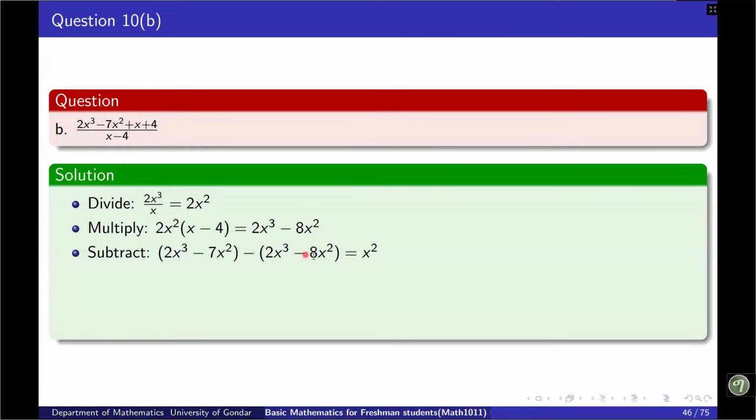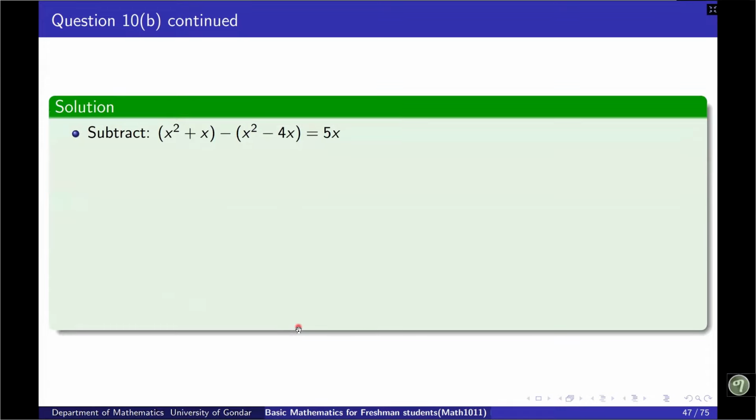And let's subtract: 2x cubed minus 7x squared minus 2x cubed minus 8x squared gives x squared, and bring down x, so that x squared plus x. Divide this difference by the leading term of the denominator, which is x, and we have x here. Then multiply the denominator by x, we have x squared minus 4x. If we subtract this product from x squared plus x, we have 5x.